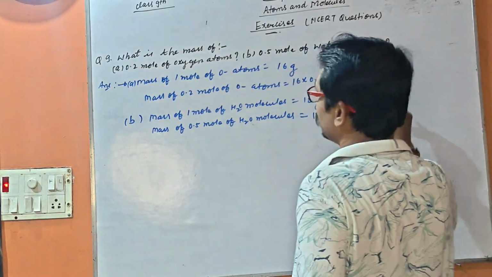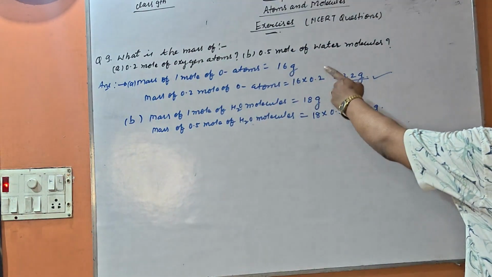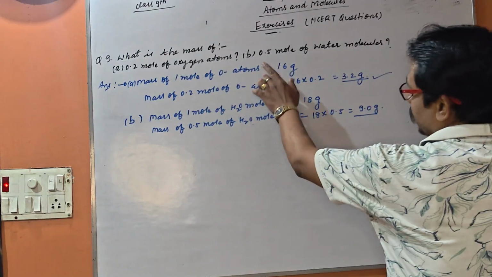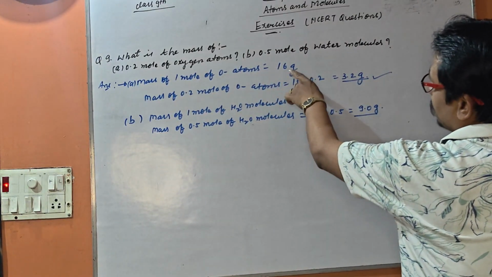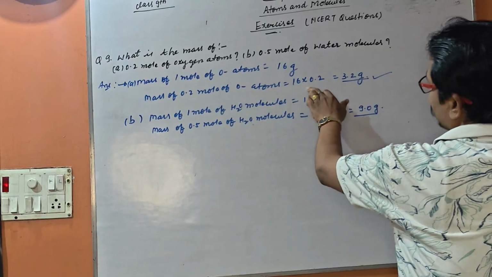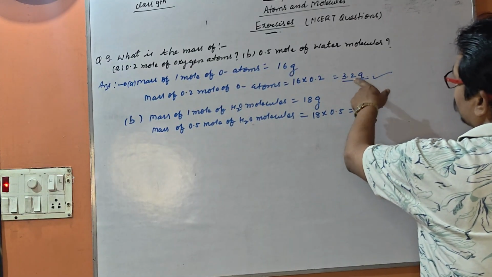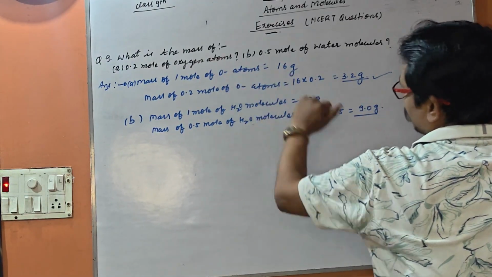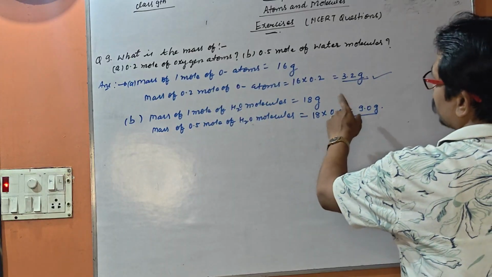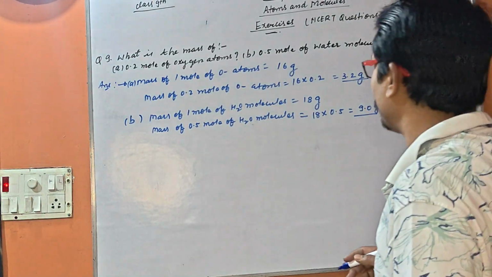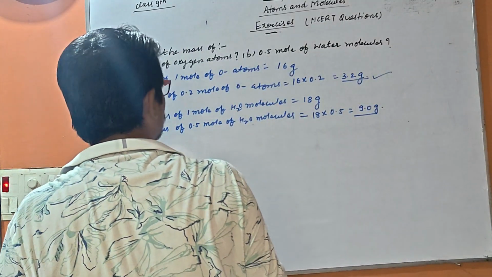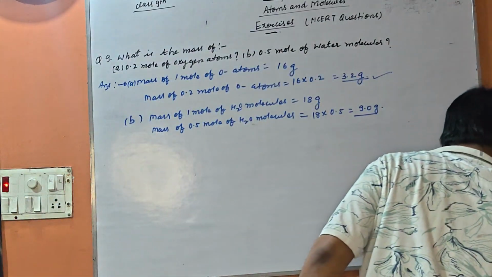This is your answer. So the mass of 1 mole of oxygen atom is equal to 16 gram. We all know the atomic mass of oxygen is 16, and in terms of moles we use gram. Mass of 0.2 mole of oxygen atom is 16 into 0.2, which is equal to 3.2 gram, because they are asking for 0.2 mole. Mass of 1 mole of H2O molecule is 18 gram, so mass of 0.5 mole of H2O molecule is 18, hydrogen 2 and oxygen 16, 18 into 0.5, that is 9.